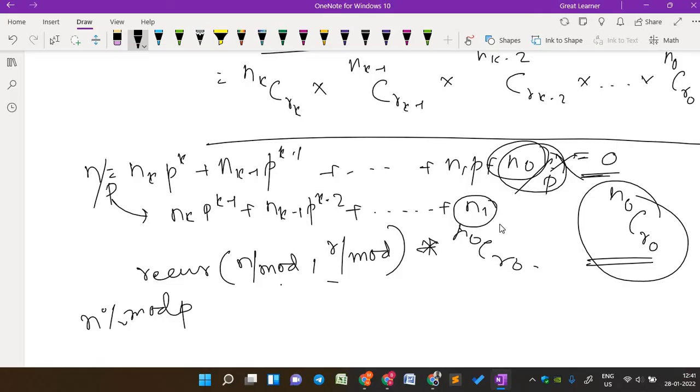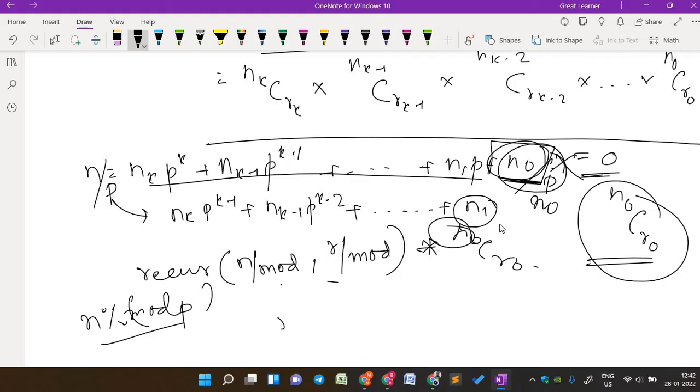n modulus p, so you are getting n_0, right? Because every other term will contain p, so it's a multiple of p, and the only remaining quantity that does not contain p is n_0. So if you do the modular operation, you will get n_0 only, right? And every other term will be 0.